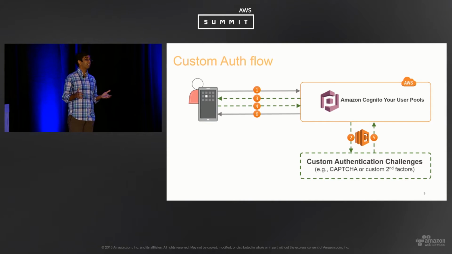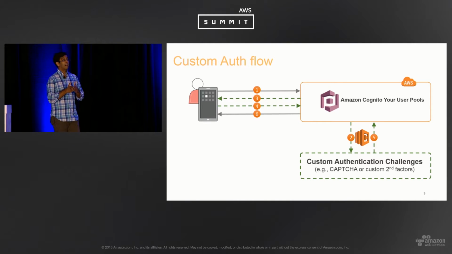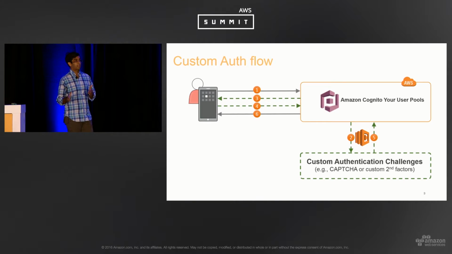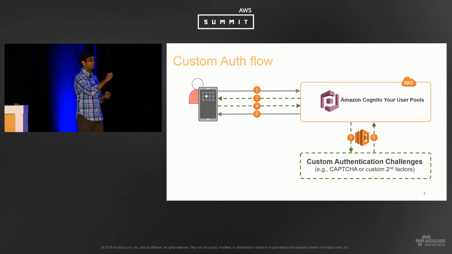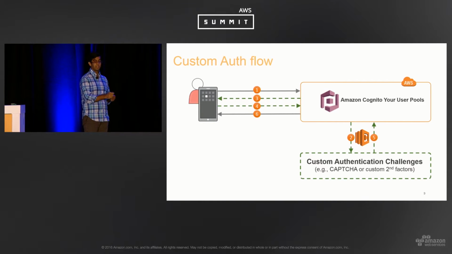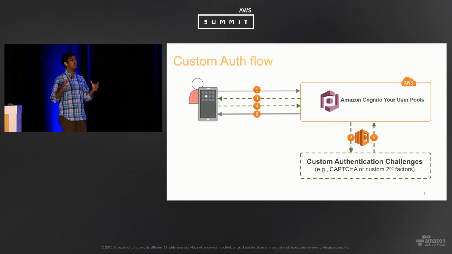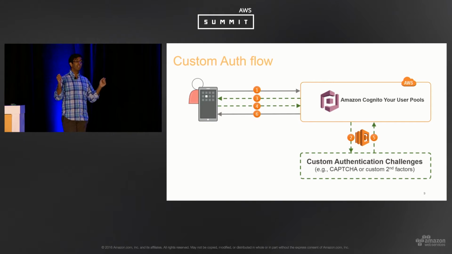Say you have a specific second factor challenge that you want to implement that's specific to your business requirements. Again, you can implement that custom second factor challenge in the context of this custom auth flow. And what that allows Cognito to do is to gate access based on successful completion of that custom challenge. So again, another way to customize the auth flow in a serverless manner using Lambda.